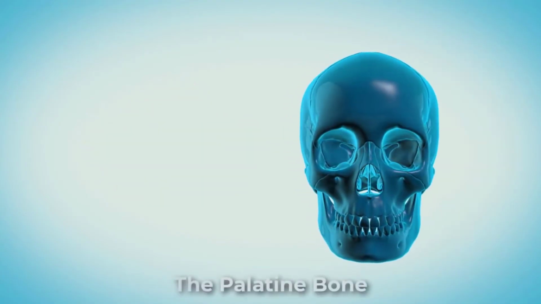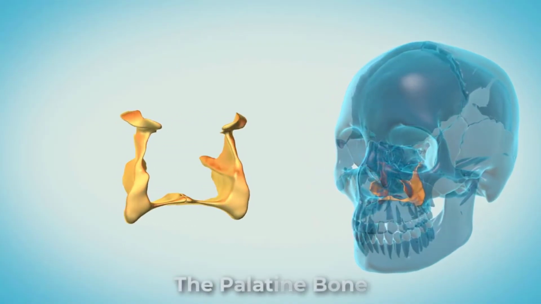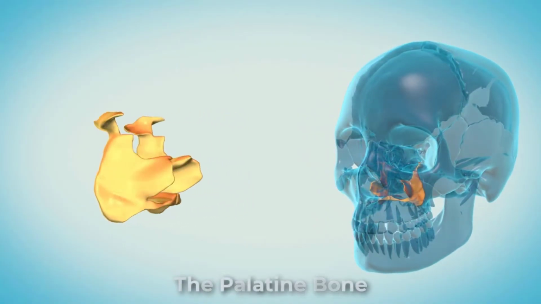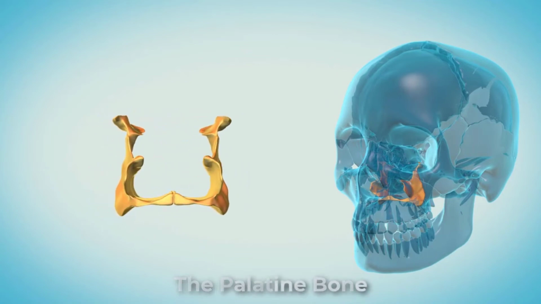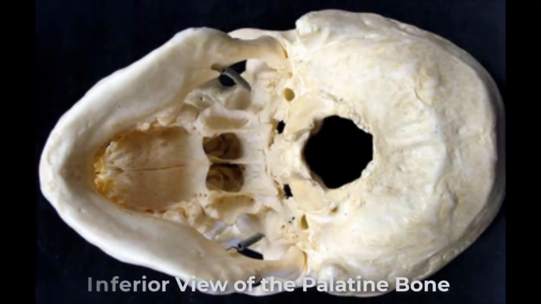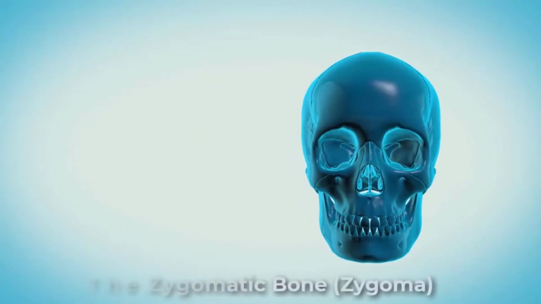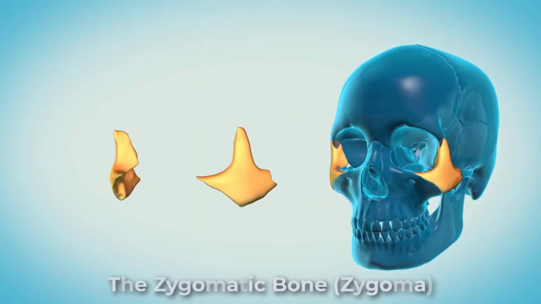The palatine bone is one of a pair of irregularly shaped bones that contribute small areas to the lateral walls of the nasal cavity and medial wall of each orbit. The plates from the right and left palatine bones join together at the midline, forming the posterior quarter of the hard palate. The zygomatic bone is also known as the cheekbone.